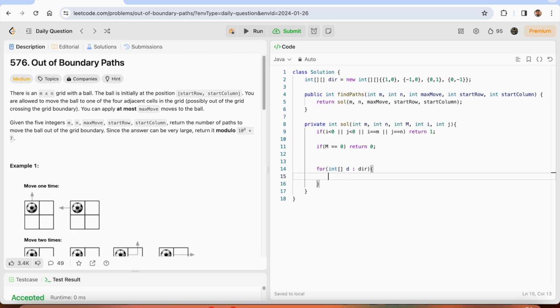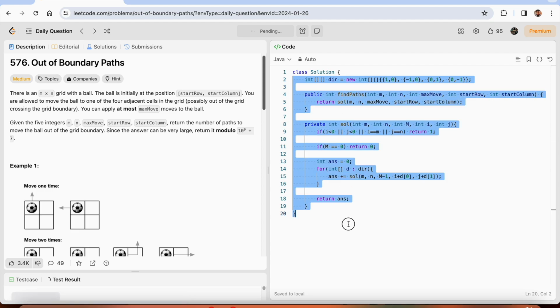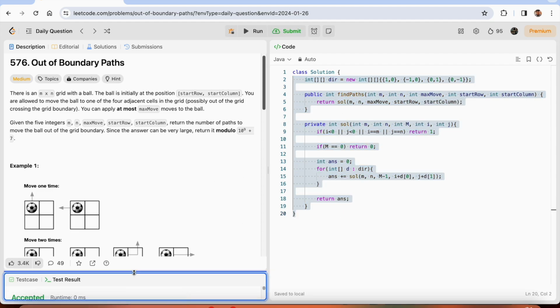And here I will make a solution call again with m, n, and I have utilized one move, so M minus 1, and i plus d0 and j plus d1. This i, j is my next position and I have utilized one move. So whatever answer I get, I will be adding to my global answer, with int answer equal to 0. Here I can directly return my answer. Let me try to submit it. This is the naive recursion to solve this problem.